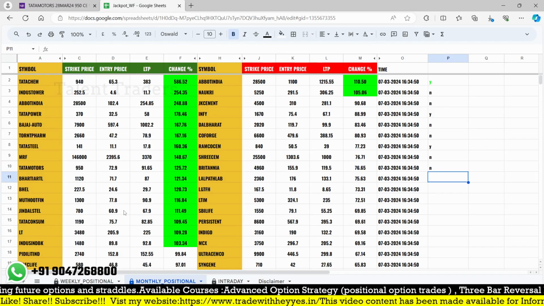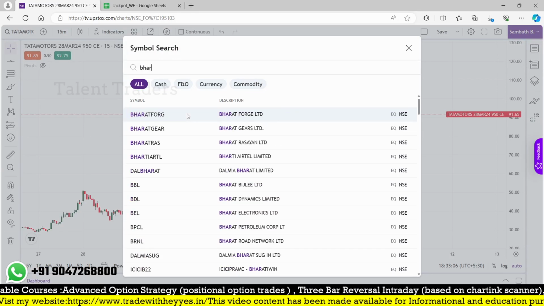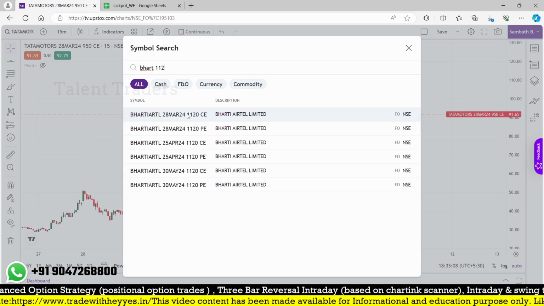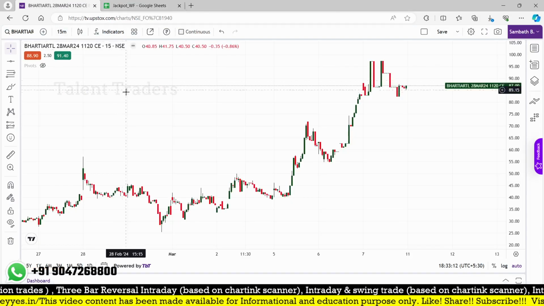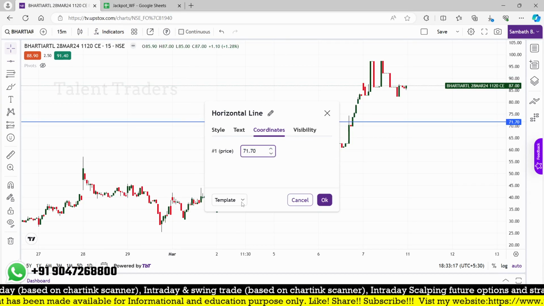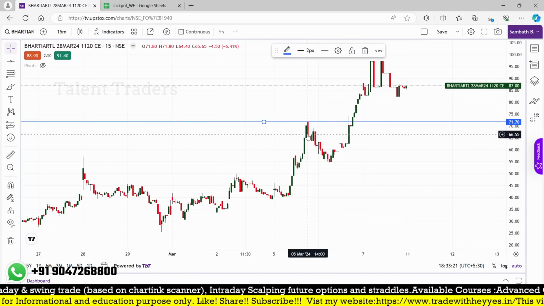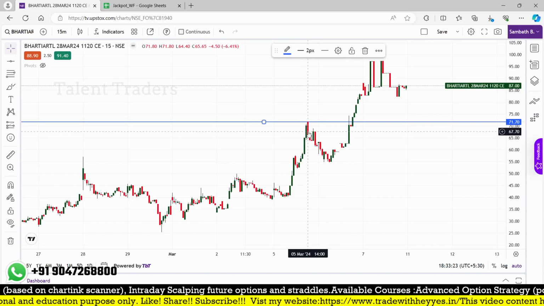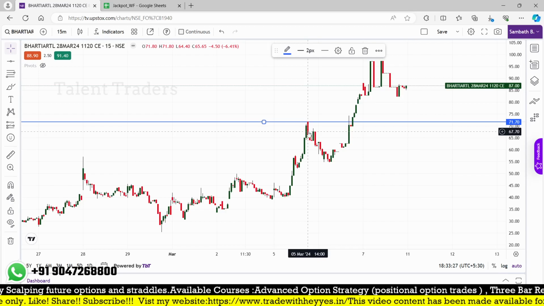Let me check Bharti Airtel. So the 1120 that triggered, maybe, the 1120 entry point on the bar. Yes, this maybe looks good at around 71.7. So let me mark the level 71.7. I think yesterday also 71.7, sorry, 71.8. So the entry was triggered on the 5th, that means 2 days back.